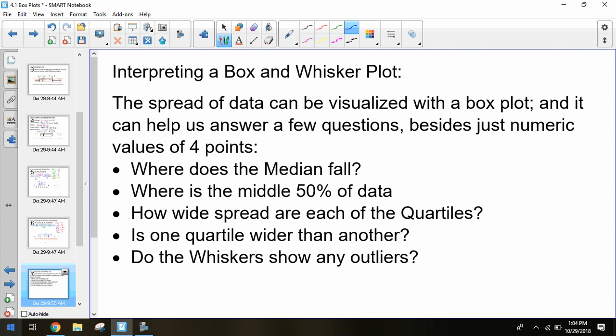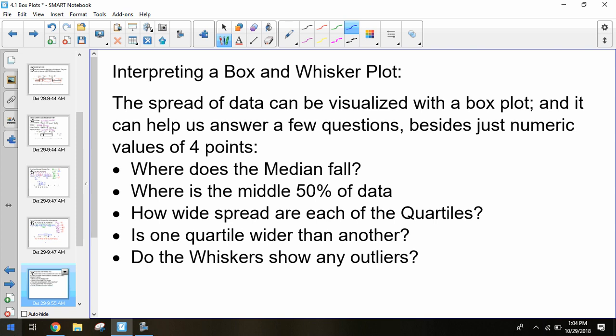So an outlier represents a number that's not with the rest of the group. If you have a number in your data set that stands out, that's very far away from the rest of your group. For example, if you have a bunch of numbers in the 20s, and then all of a sudden you get one other number that's in the 40s, that number is an outlier.